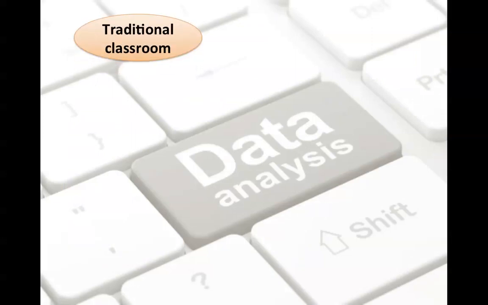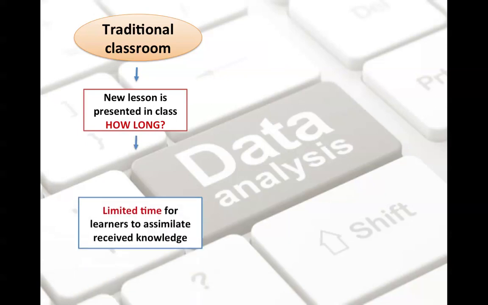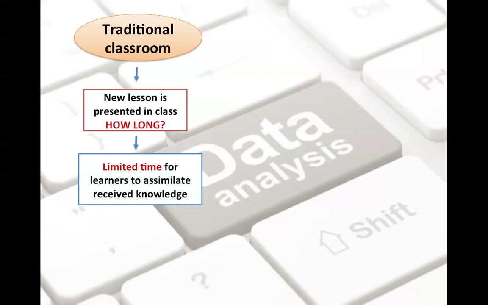And maybe to understand the flipped classroom, we need to have a look at the traditional classroom. In the traditional classroom, we all agree that the new lesson is presented in class, and how long does it take? It depends on the lesson we're presenting. If it is a grammar lesson or vocabulary or reading comprehension, it depends. And this means that we won't have enough time to help our learners assimilate the received knowledge. So we have limited time because we have only 2 hours of English for the class and 4 hours of English a week, which is not enough for all of the activities we want to implement.